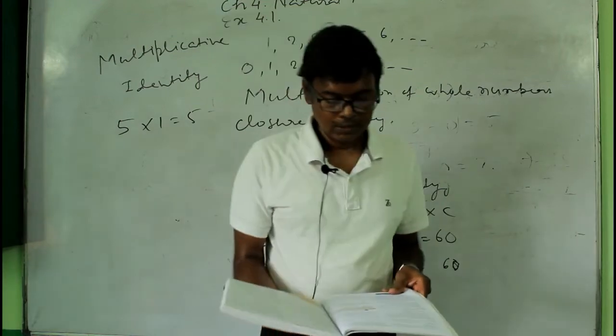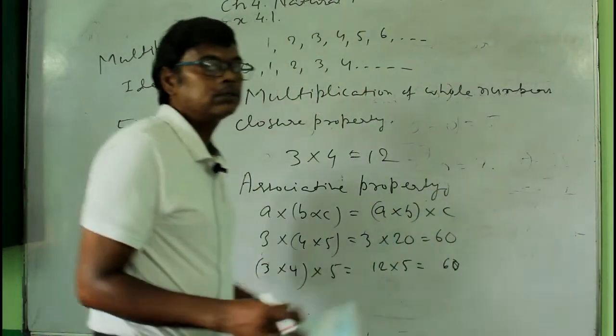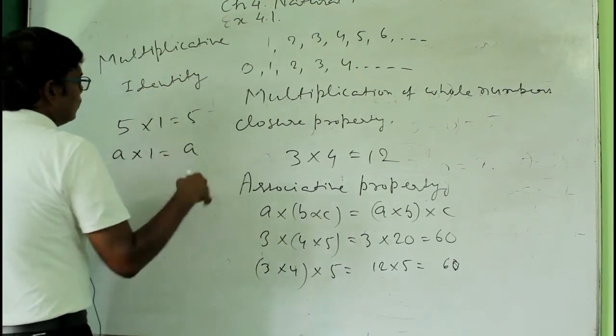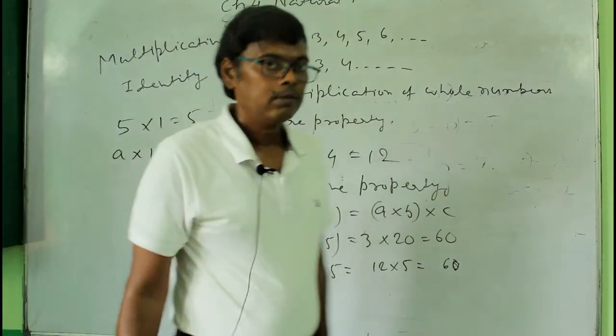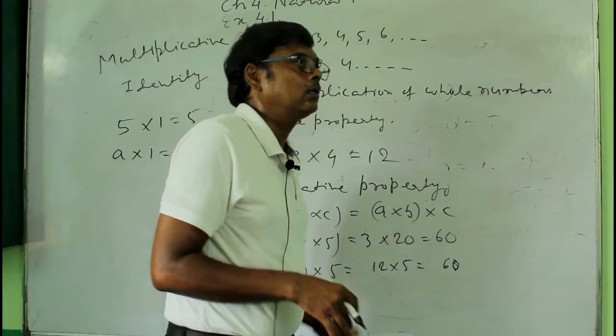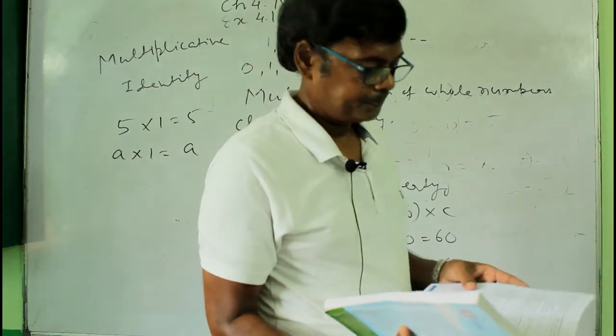Okay, remember this, the multiplicative identity. That is, any whole number multiplied by 1 is the whole number itself. Okay, any whole number multiplied by 1 is the whole number itself. So here 1 is the multiplicative identity.